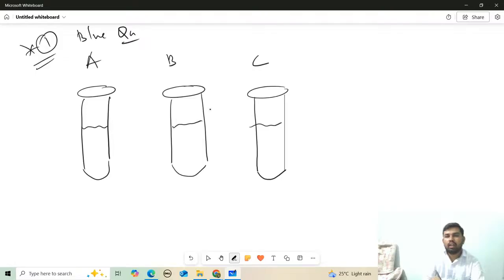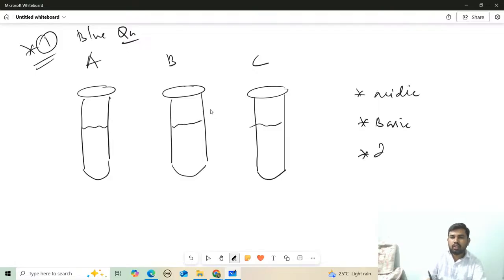Now see, three solutions are there: A, B, and C. One will be an acidic solution, one may be a basic solution, and one will be distilled water. Remember, distilled water is nothing but neutral. What they're asking is which one is neutral.